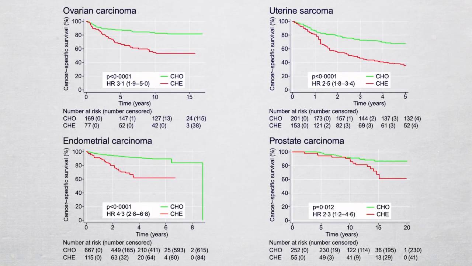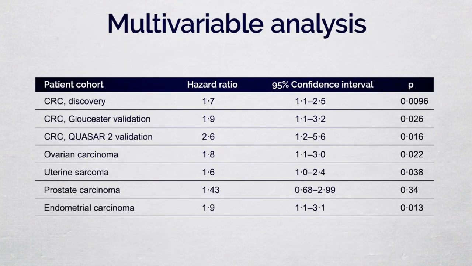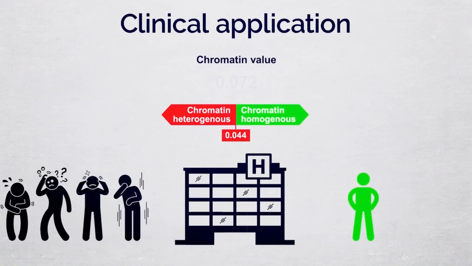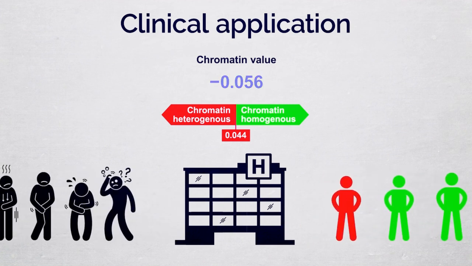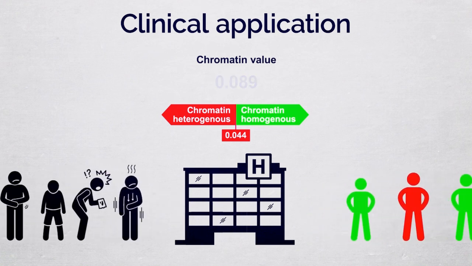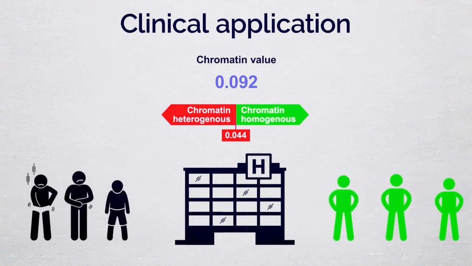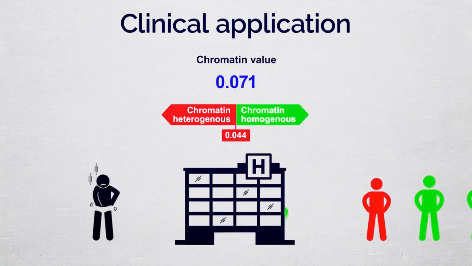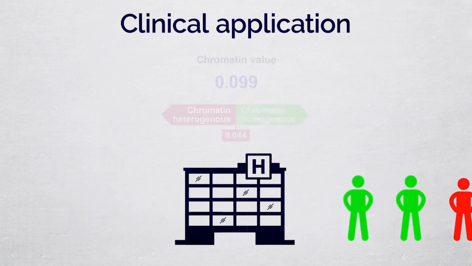Nucleotyping predicted cancer-specific survival also in the analysis of ovarian cancer, endometrial cancer, uterine sarcoma, and prostate cancer. In all cohorts except the prostate cancer cohort, chromatin heterogeneity was significant in multivariable analysis with established prognostic markers. This altogether indicates that chromatin heterogeneity is a pan-cancer independent prognostic tumor characteristic. Nucleotyping can provide robust measurement of chromatin heterogeneity and may potentially improve selection of treatment in a wide range of clinical settings.